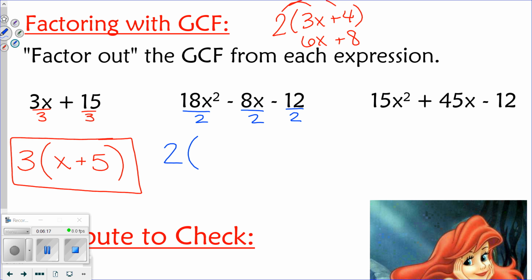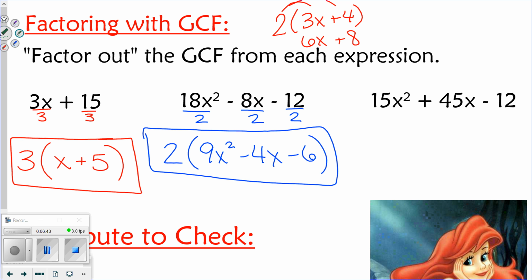So 18x squared divided by 2 is 9x squared. Good, minus 4x, minus 6. Perfect. Now again, that mental check: does something still go into 9, 4, and 6? No. If something would have, that would have been your indicator that 2 wasn't the biggest thing. Okay?